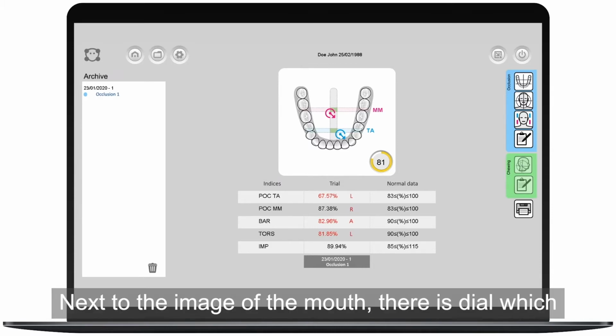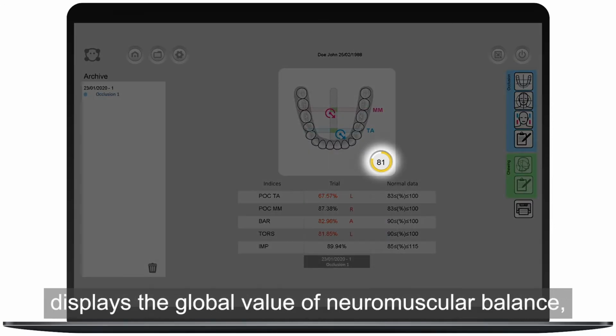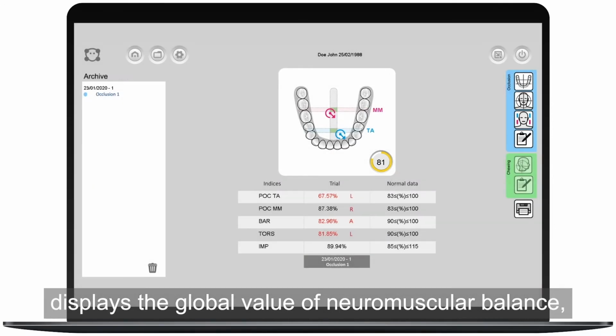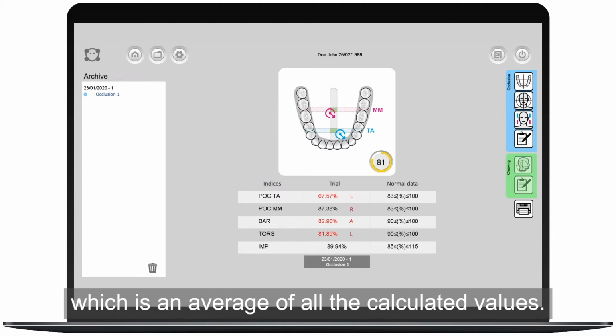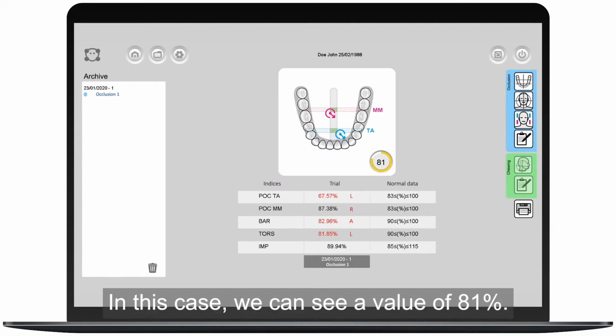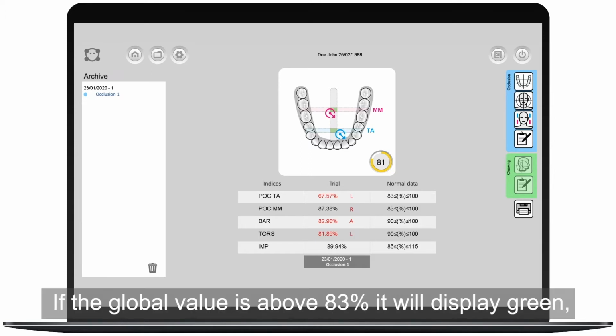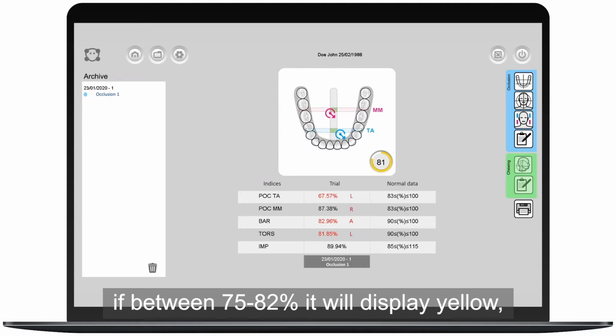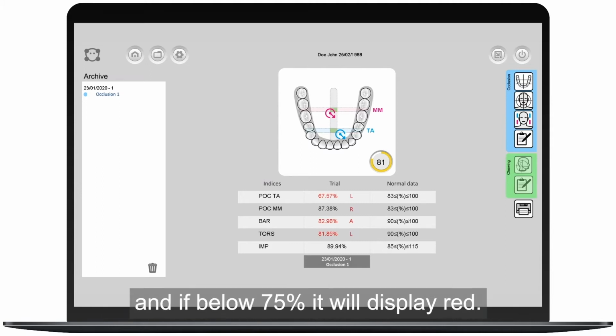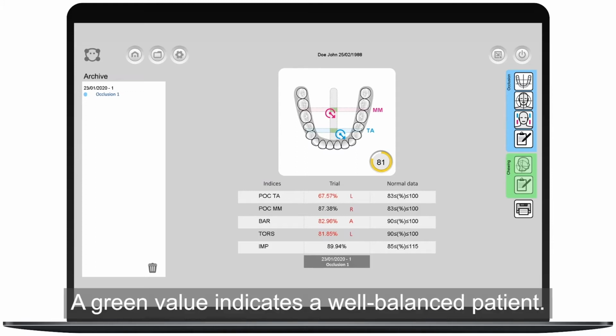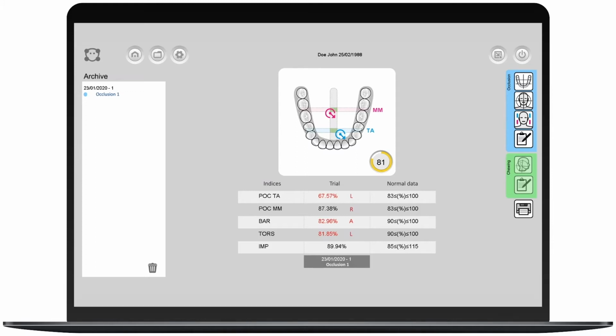Next to the image of the mouth, there is a dial which displays the global value of neuromuscular balance, which is an average of all of the calculated values. In this case, we can see a value of 81%. If the global value is above 83%, it will display green. If between 75 and 82%, it will display yellow. And if below 75%, it will display red. A green value indicates a well-balanced patient.